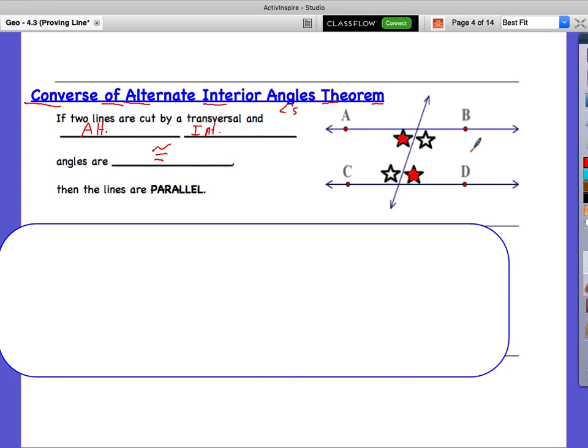Okay. Converse of alternate interior angles theorem. Once again, we took the alternate interior angles theorem, saying, hey, two lines cut by a transversal, lines are parallel, alternate interior angles are congruent. Flipped it around. If alternate interior angles are congruent, then the lines have to be parallel.